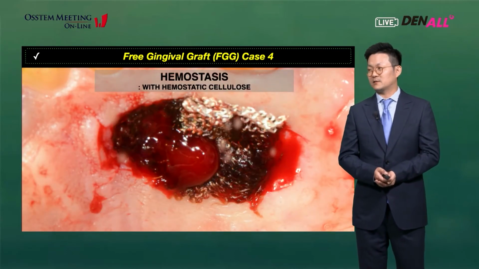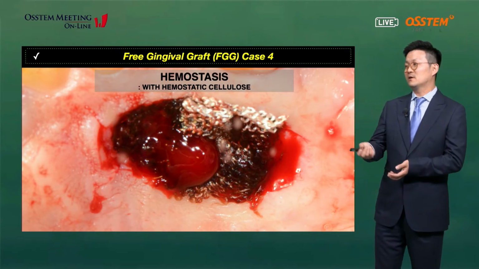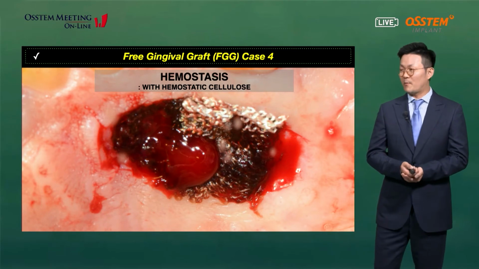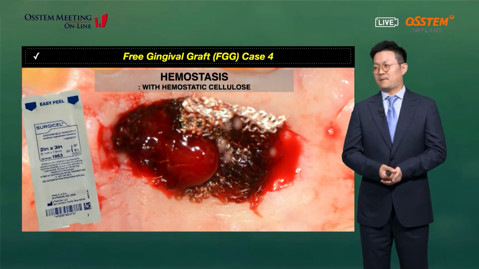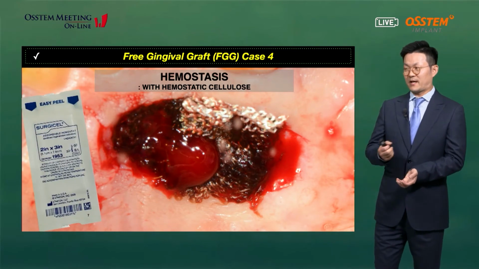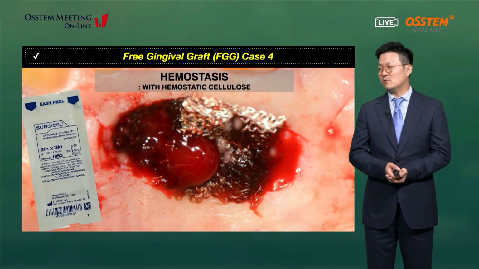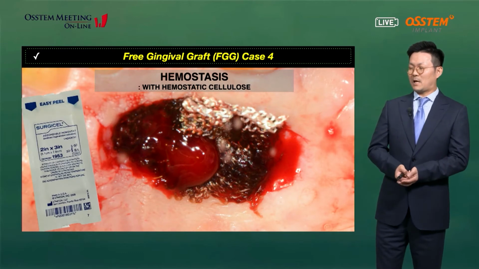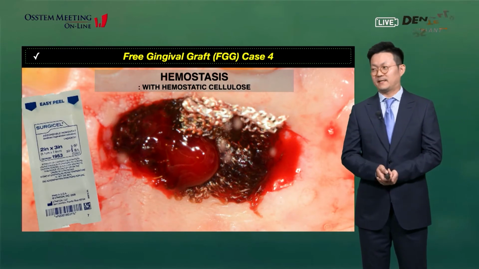After harvesting, sometimes you can encounter this kind of severe bleeding. In this case, I recommend you to use hemostatic cellulose, the Surgicel. It's very simple to control this kind of bleeding on the donor side.